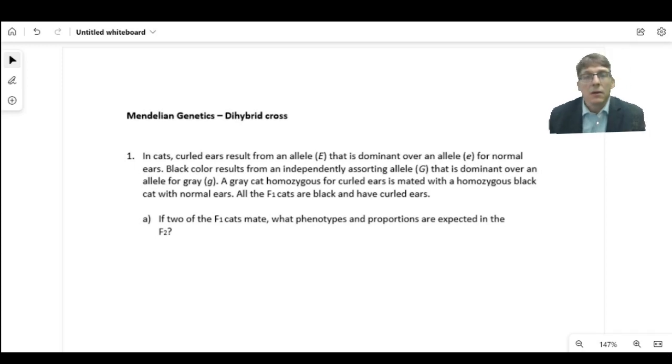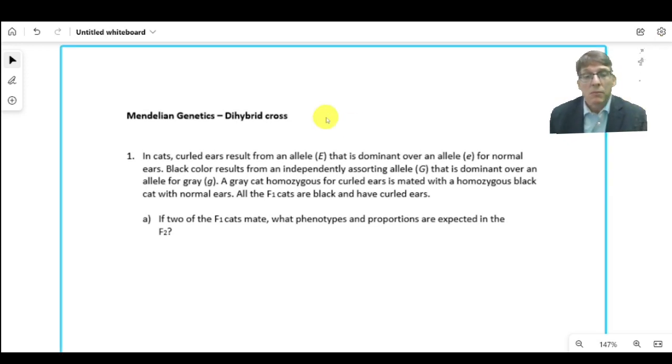So today we're going to talk about Mendelian crosses and a dihybrid cross. For this problem, what we're going to look at is when we have two traits that are each governed by their own gene, and each gene only has two alleles, and that these two genes are occurring on separate chromosomes, or we would say are sorting independently.